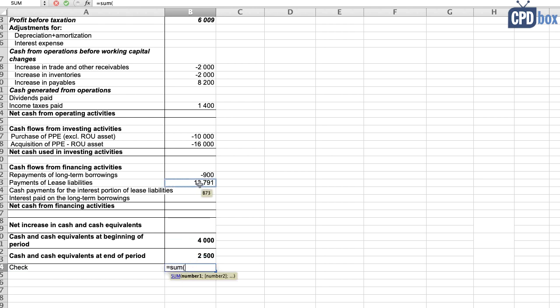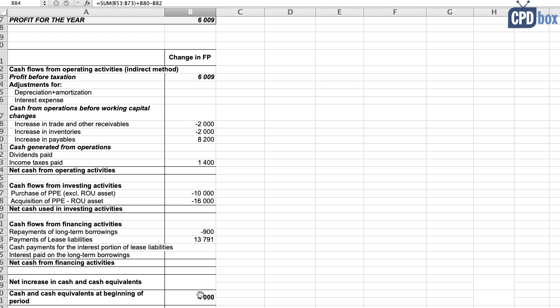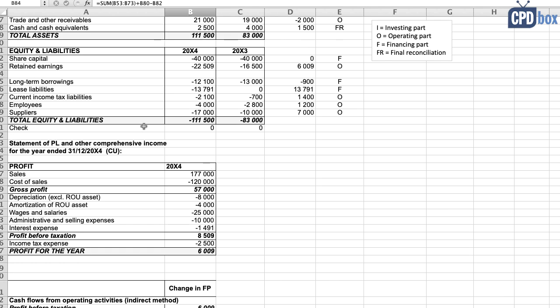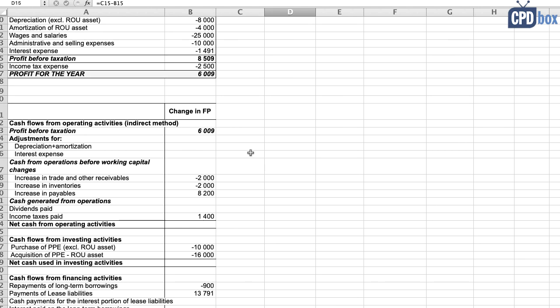And make the check. So sum of all changes without subtotals should give you the difference between the last two lines of your cash flow statement. Okay, that fits. Now, I will make a few remarks related to the leases. Change in right-of-use asset of minus 16 currency units was classified into the cash flows from investing activities. And since this is a minus, that points to cash paid, not received. And I labeled it as acquisition of ROU asset.